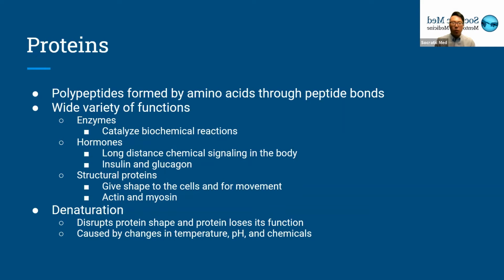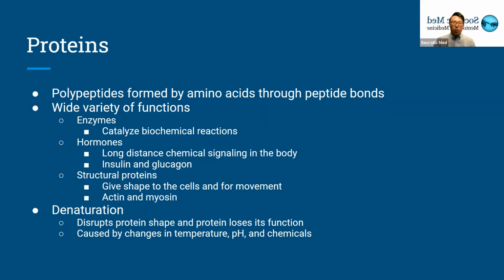And then proteins, a main function of them are structural proteins. So they give shape to the cells and they're used for movement. Proteins like actin and myosin are used for movement. They're in our muscle. They're used by the cell for movement.